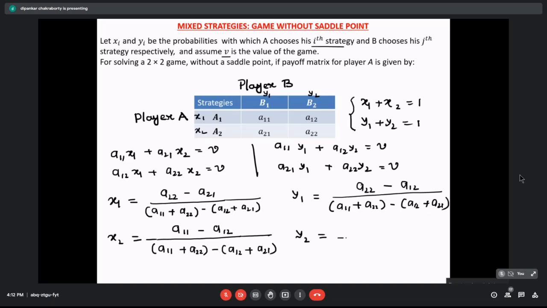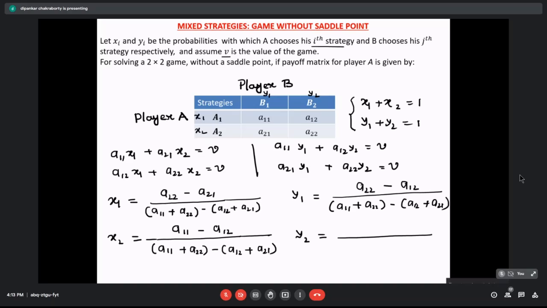Now last one, y2. Now I hope you have got the logic. Tell me what will be y2? I'm just giving you the trick so that you need not memorize it. You just use the trick and you can get the solution. Please, y2. What will be y2?